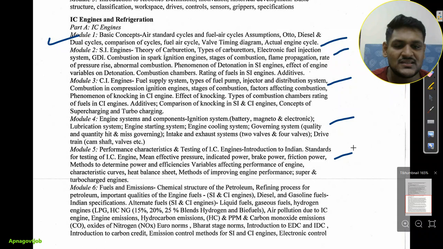Module 6 is your fuels and emission, chemical structure of petroleum, refining process of this. Okay, if you want you can just leave this, if you have already studied then you can do it, otherwise module 6 you can just leave for this.